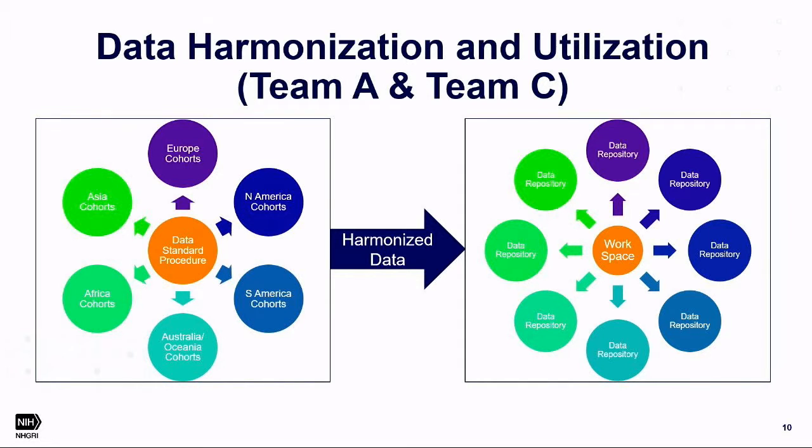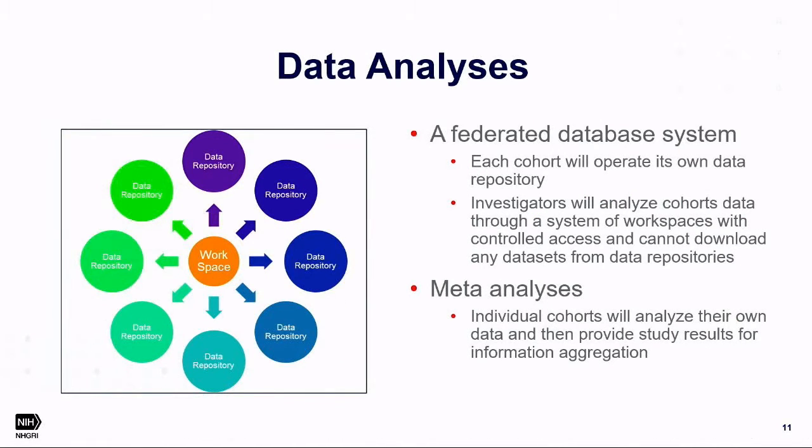Team C will lead the development of data accessing policy. A participant cohort can use all this data in the federated system only after their data access requests are approved by the data accessing committee or steering committee, after they sign a network data access agreement. They can analyze the data through a system of workspaces, but cannot download any datasets from the data repositories.